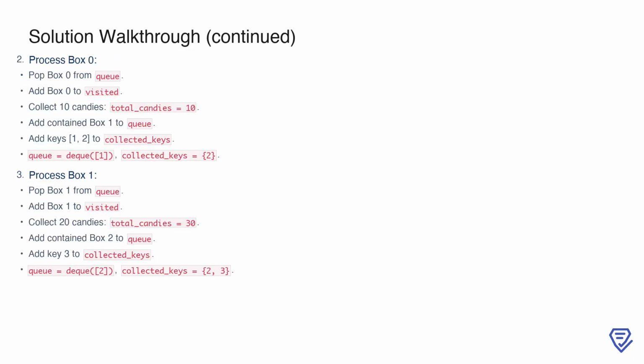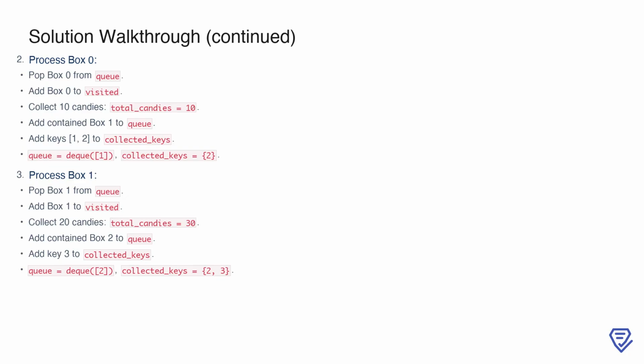To begin, we process box 0. It is removed from the queue and marked as visited. Box 0 contributes 10 candies, which are added to total_candies, bringing it to 10. Within box 0, we find box 1, which is added to the queue. Additionally, box 0 contains keys for boxes 1 and 2. Since box 1 is already accessible, key 2 is stored in collected_keys.